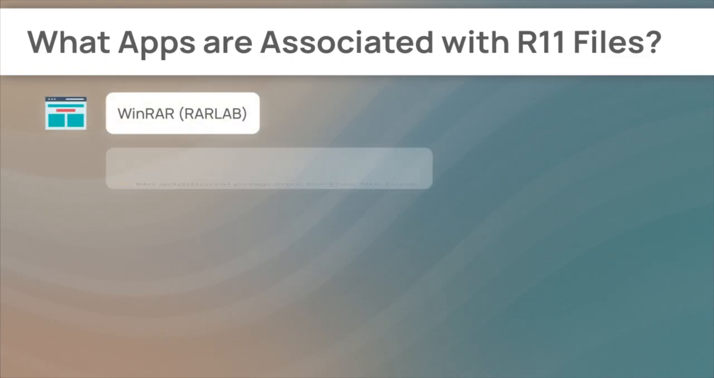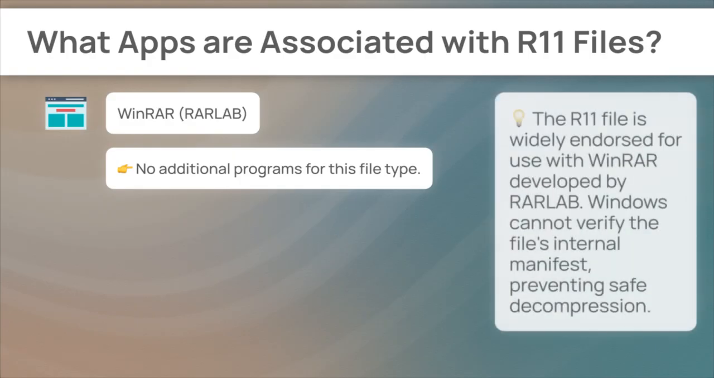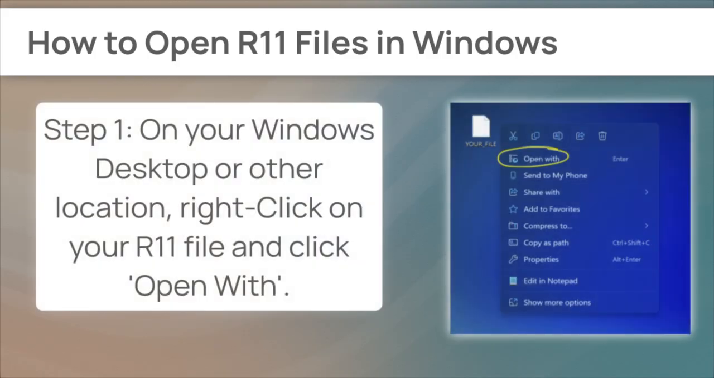The R11 format was designed to be handled by WinRAR from RARLab. Windows cannot verify the file's internal manifest, preventing safe decompression. Windows may detect the file, but only outdated or specialized programs can read it properly. The problem is often a missing file association.